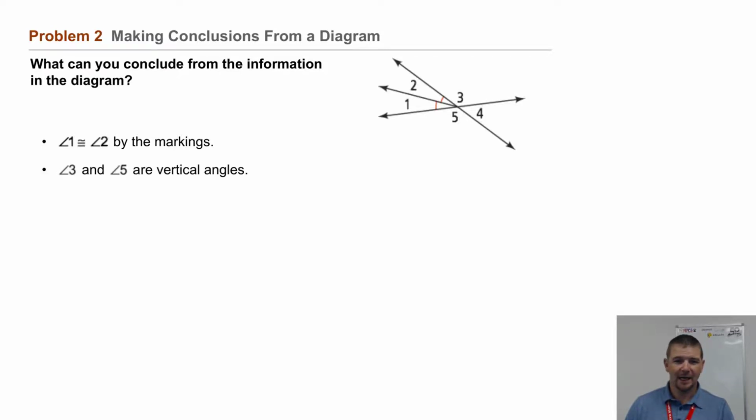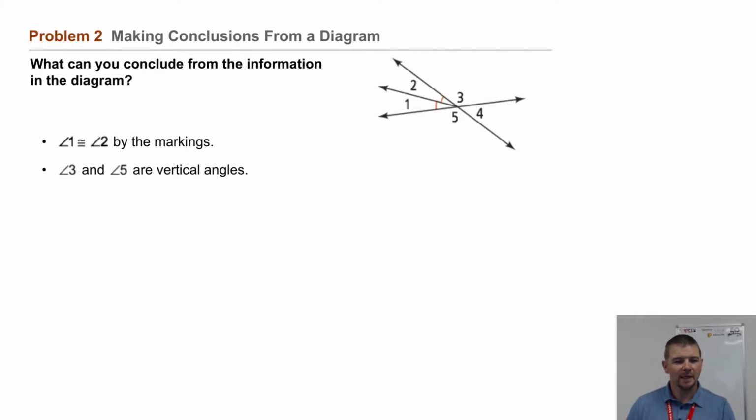Next, we can state that angle 3 and angle 5 are vertical angles, which may not be plain to see because of that ray on the left-hand side between angles 1 and 2. But if we ignore that, it's pretty easy to see that we have two intersecting lines, so opposite rays formed, and angles 3 and 5 are opposite the vertex. So, once again, angles 3 and 5 are vertical angles.